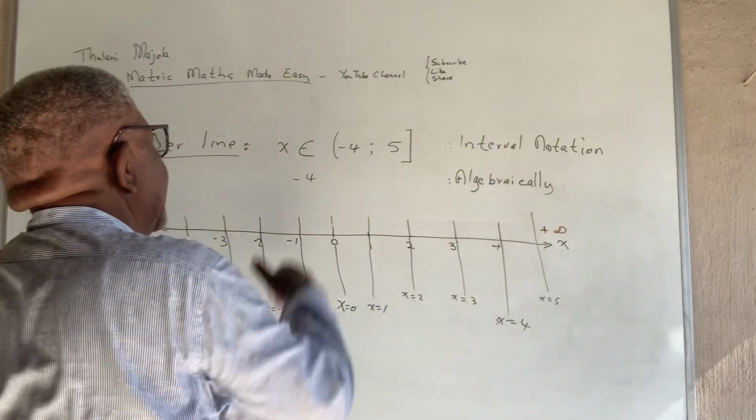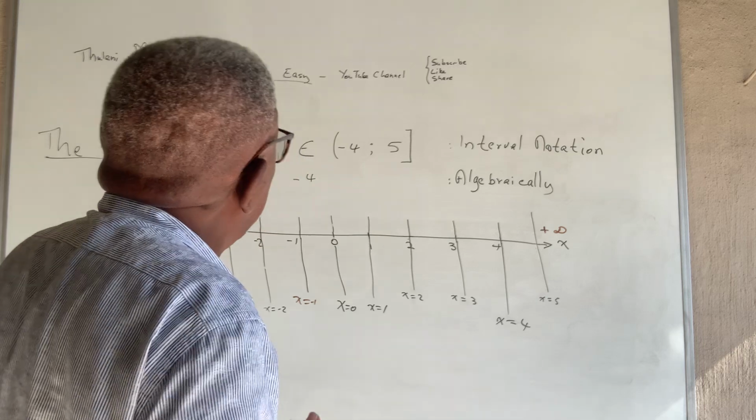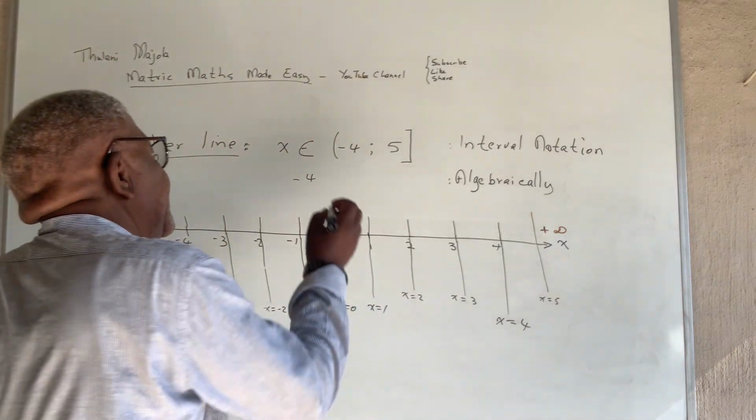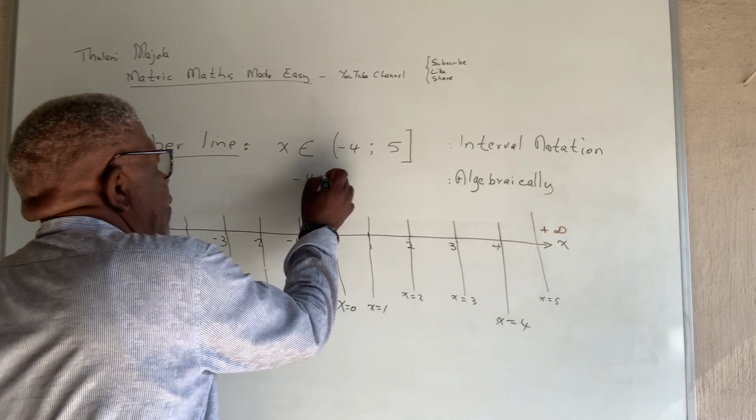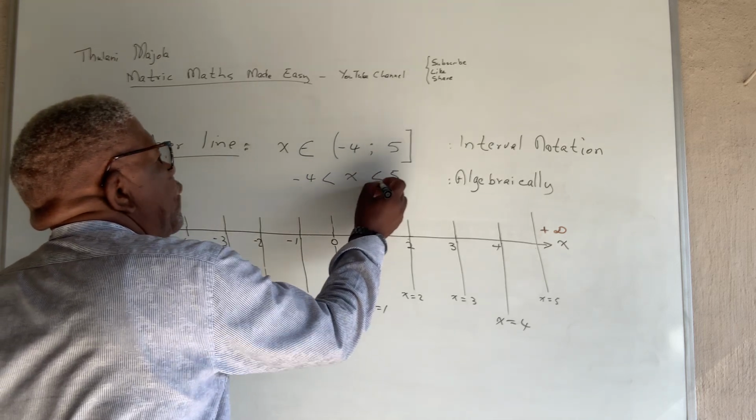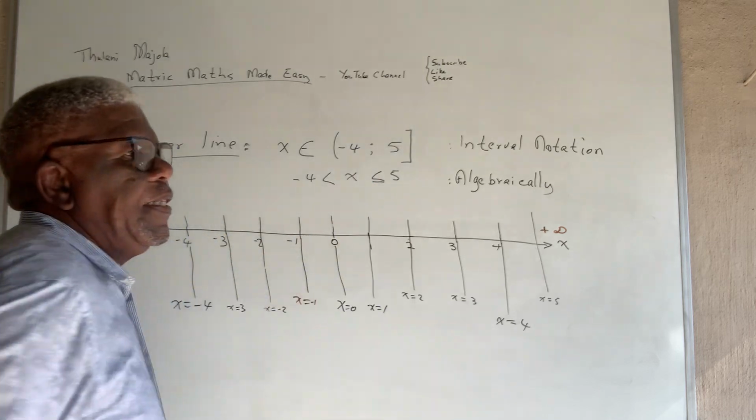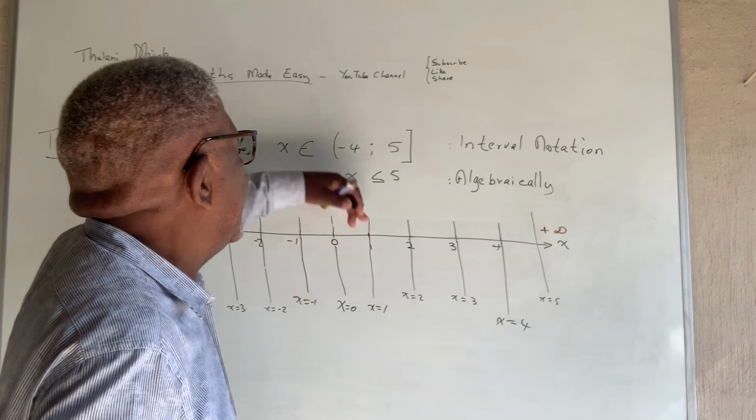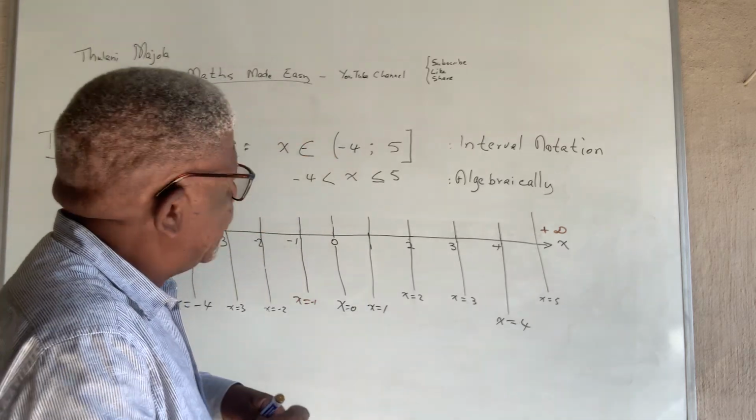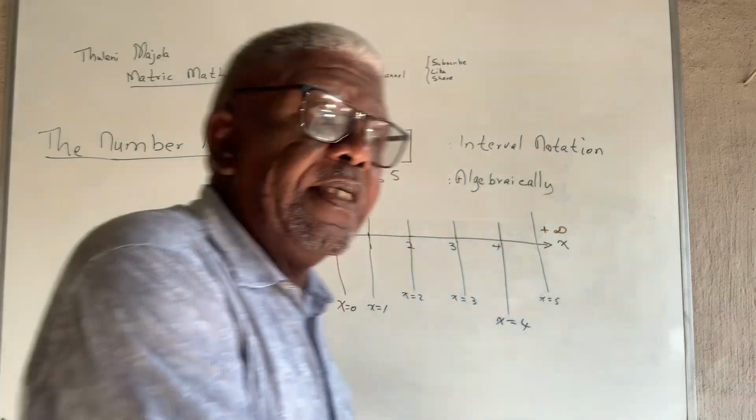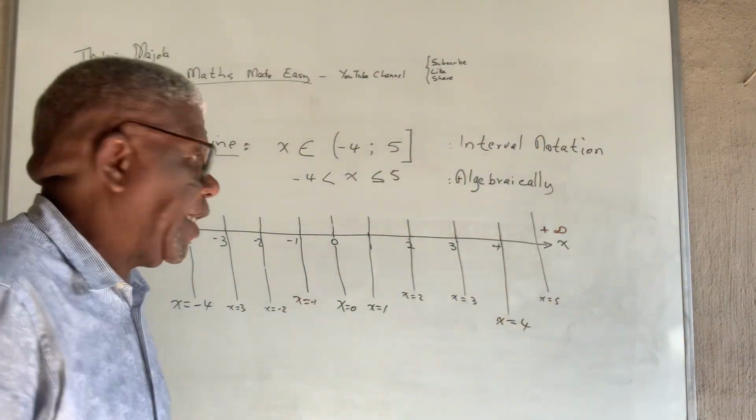But you can also write this x between -4 and 5, but including 5, as -4 < x ≤ 5, to represent the square bracket. So algebraically you write it like that, but if you just write it in interval notation, you write it like that. Now, okay, fine. Now represent this on the number line so that we understand what we're talking about.